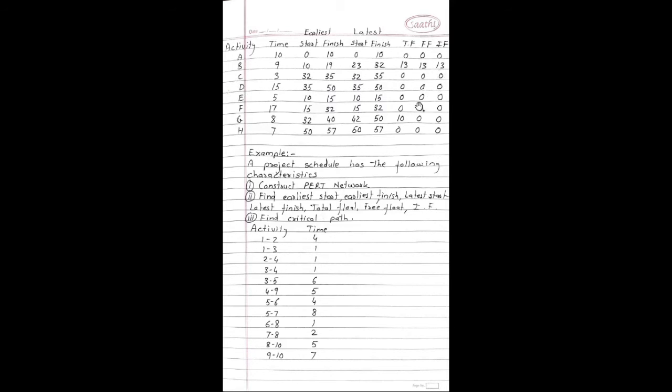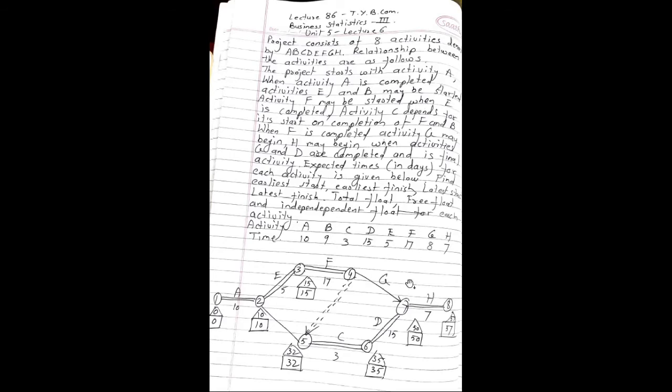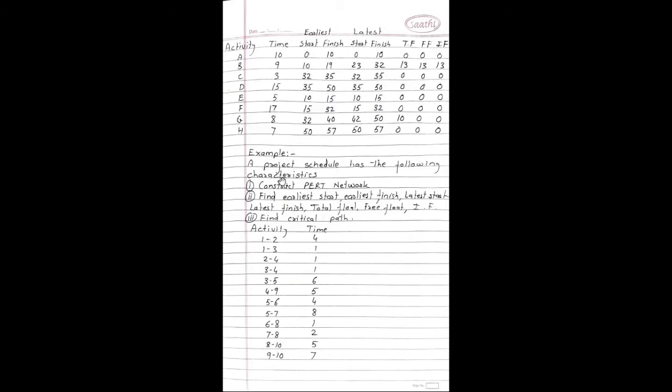For activity D, this is the activity D. 50 minus 35, which is in the triangle. So the answer is 15. 15 minus 15 is 0. So for activity D, independent float is 0. I think we will go for G because I think this value may be different.